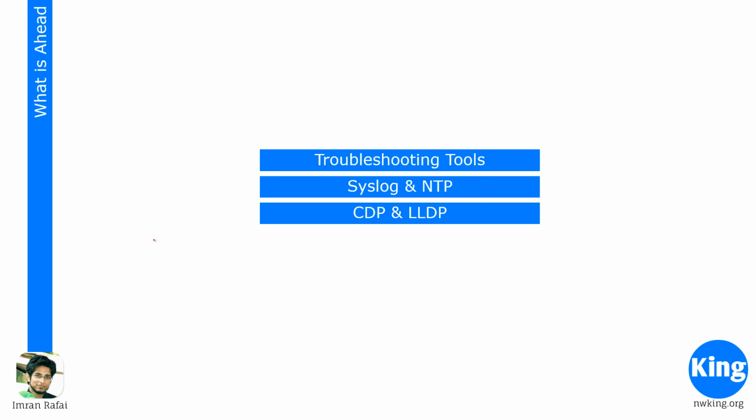We're going to look at three things. Of course, we'll continue with troubleshooting, so we'll look at a few troubleshooting tools. Then we'll look at Syslog and NTP. And then we will look at CDP and LLDP. So stay tuned.